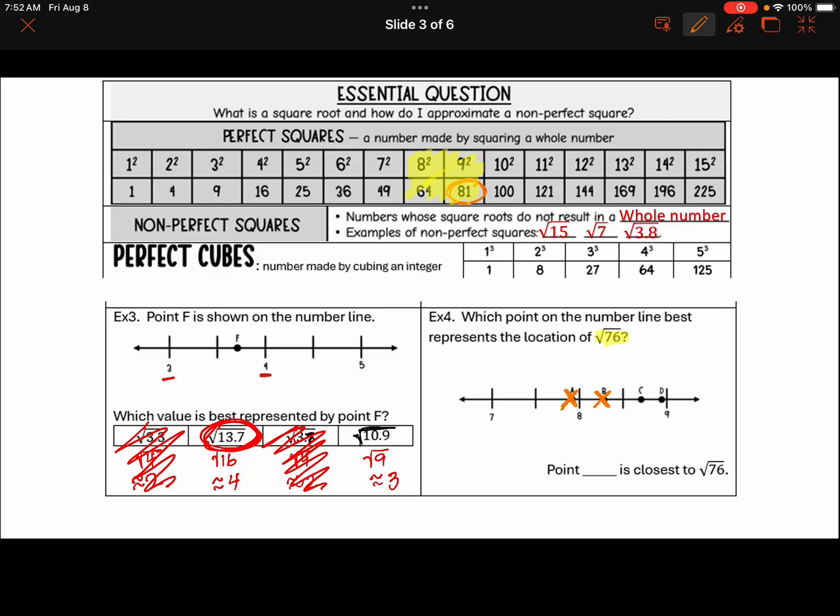And so as I'm trying to decide between C and D, well, D is almost sitting on top of 81. So I am going to guess that that's more like a number like square root of 79, square root of 80. So my best guess is going to be that C is the closest representation.